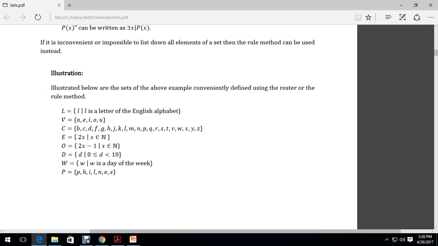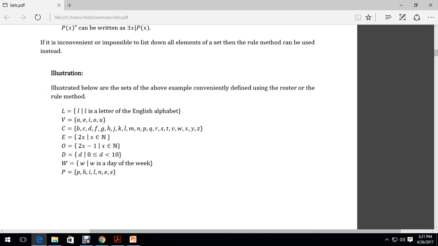The same goes with set C. Now, either way, set C can be defined using the rule method or the roster method, but in this case, we have listed down the set of consonants in the English alphabet. Therefore, we have made use of the roster method in this case.